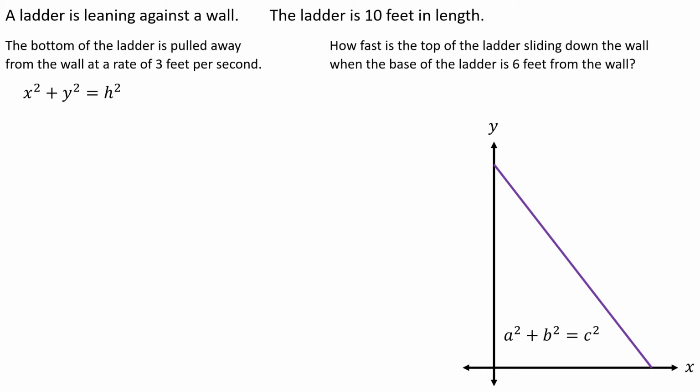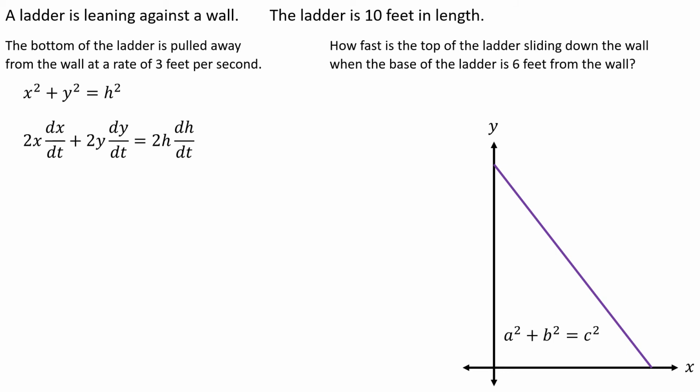Wherever that ladder is hitting the y-axis, I'll use that y-coordinate. And then, of course, we've got the length of the ladder as the hypotenuse. All right, so because Daffy Duck is pulling the ladder away from the wall at a rate of 3 feet per second, let's take the derivative with respect to time. All right, so t is going to be the variable that I take the derivative with respect to.